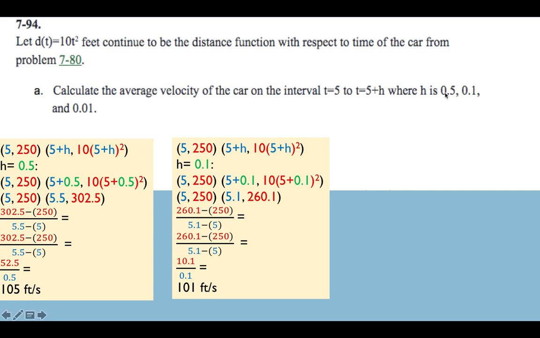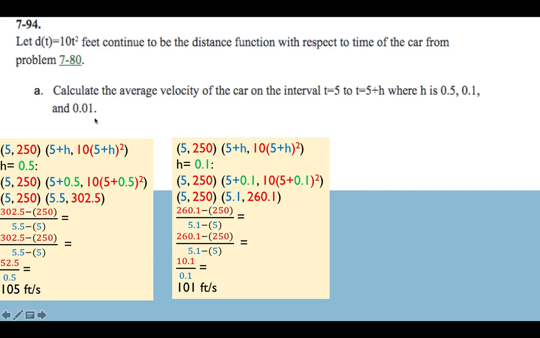Notice that h right here, it's 0.5 and then it's 0.1. H is getting smaller. The average rate of change is also doing what? Looks like it's also getting smaller. So it was first 105 feet per second. Now it's 101 feet per second. I wonder if this trend is going to continue, right?